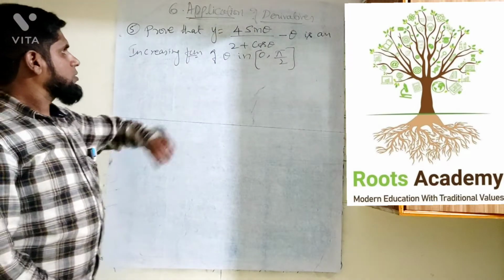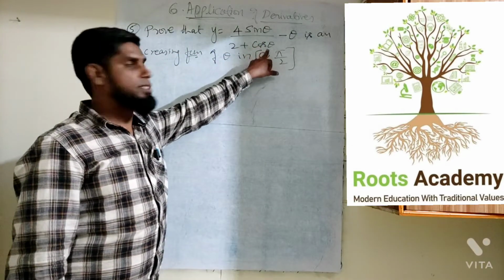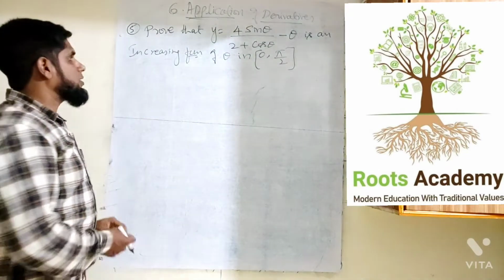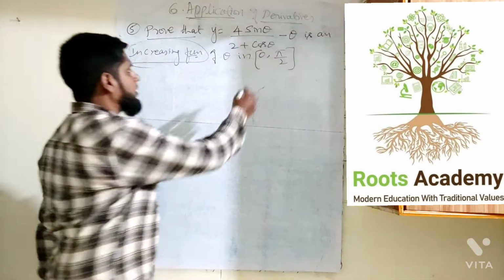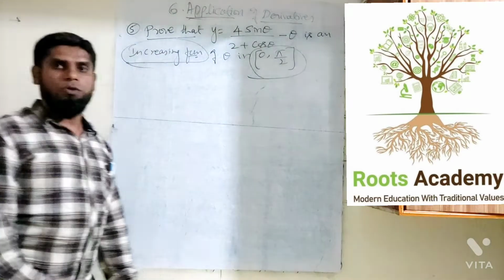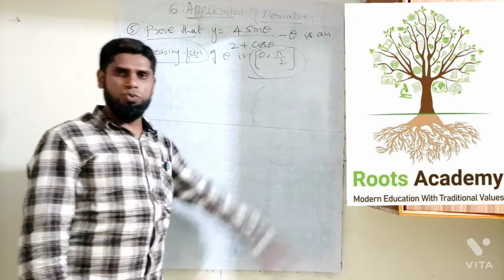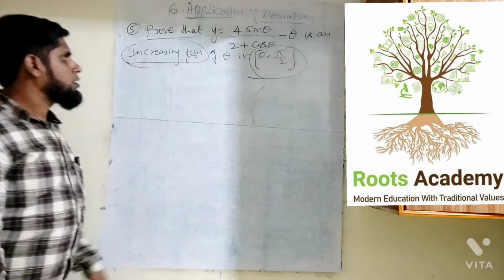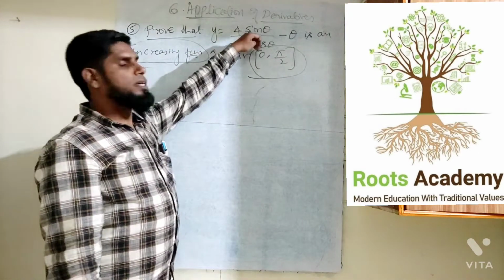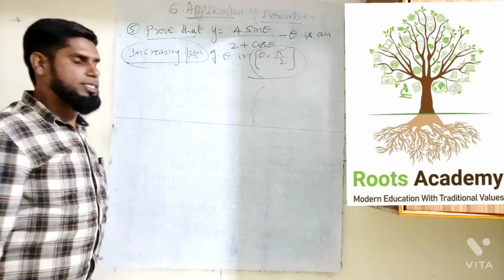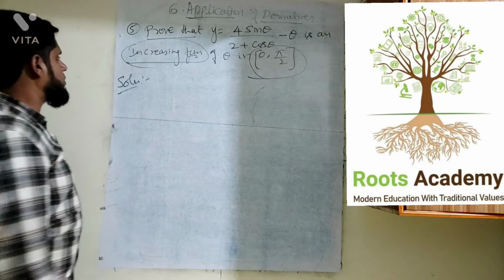Student, in this problem, he has given a function y is equal to 4 sin theta divided by 2 plus cos theta minus theta, and he is telling that we should prove that it is an increasing function in this particular interval. In a closed interval 0, pi by 2 means we should accept 0 as well as pi by 2 since it is closed. It is in the first quadrant, and in the first quadrant its derivative is greater than 0. We should prove it. Let us see how we can prove.